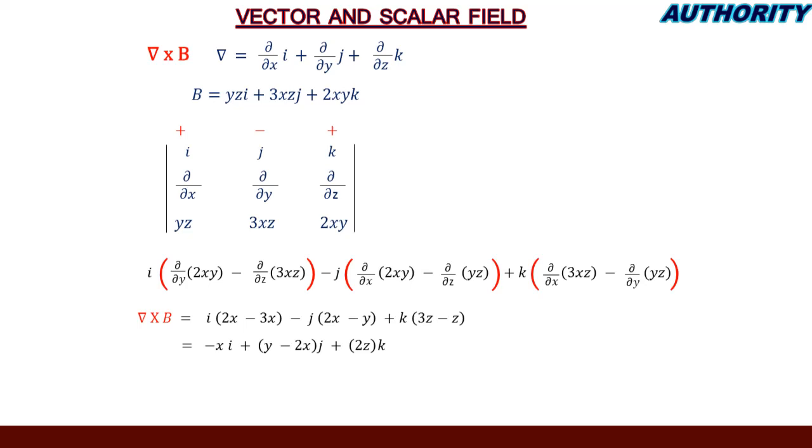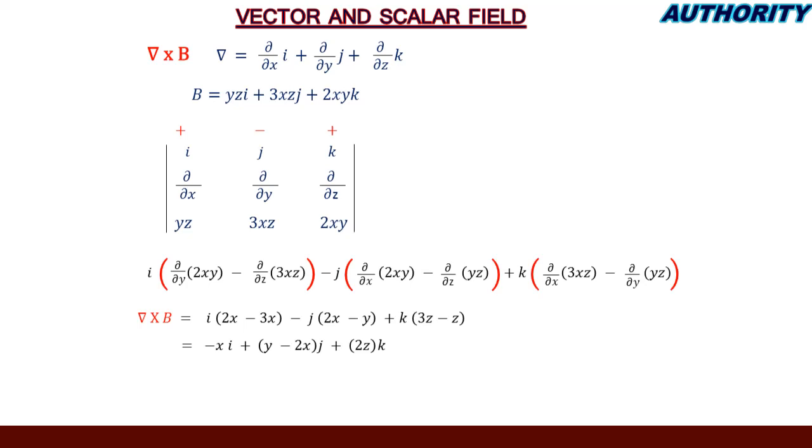And then minus j multiplied by minus y is going to give you positive y. That is why we have (y minus 2x) in bracket j. Okay, yes, we say plus. When you say 3z minus z, it's going to give you 2z. All right, yes. So you remember that this del cross B is at a certain point.